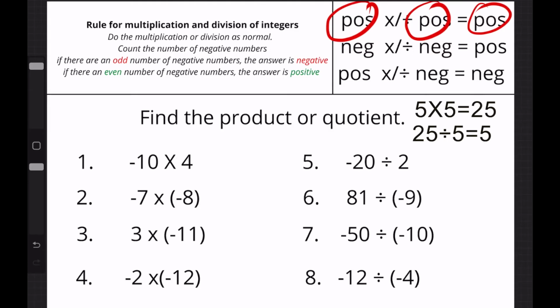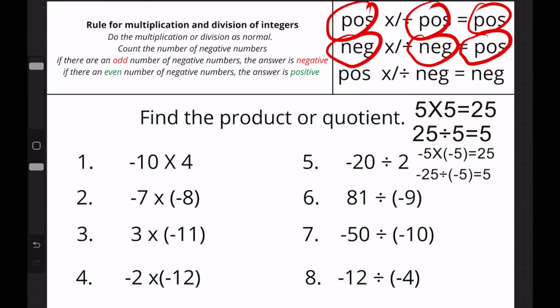We do that every day. Now, here's the new part. If you have a negative number and you multiply or divide it by a negative number, you get a positive answer. So for instance, if you have -5 times -5, you're going to get +25. That's a new concept, but that's how it works. A negative times a negative is a positive. The same thing with division. If you have a -25 divided by a -5, you're going to get a +5.